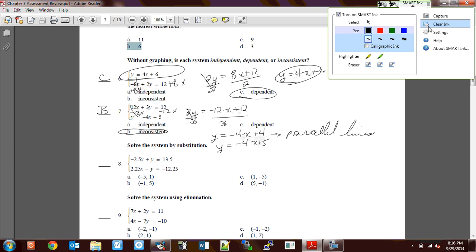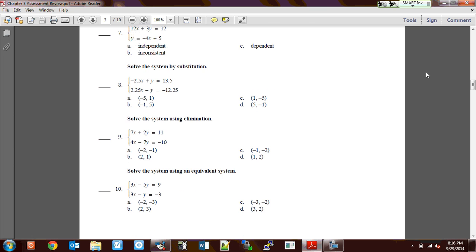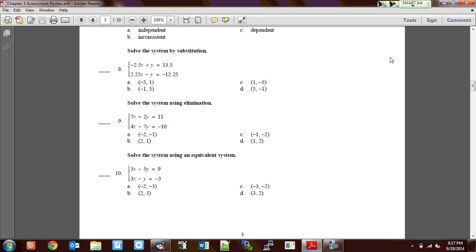All right, so that's number 7. And let's scroll down to number 8, solve by substitution. Remember, for substitution, we need to solve one of these equations for a single variable. Let's go ahead and solve this top one for y. So plus 2.5x, plus 2.5x. So y equals 13.5 plus 2.5x. So now we can take this and substitute it in for y in our second equation.